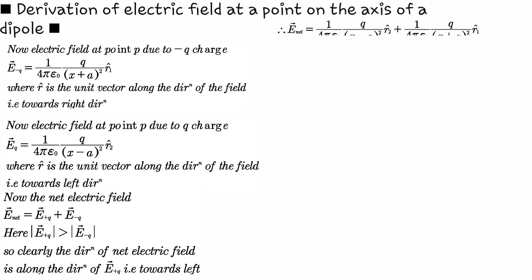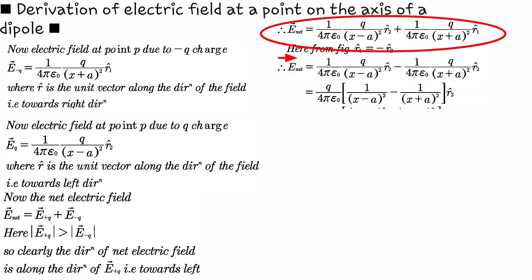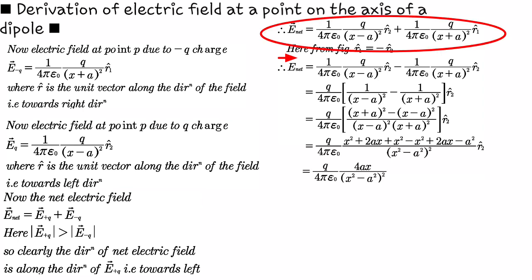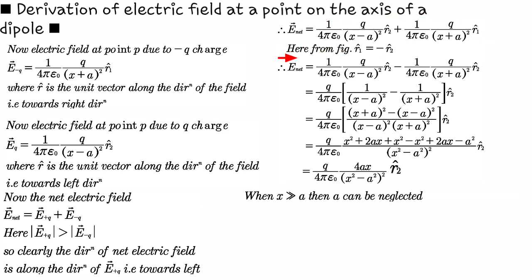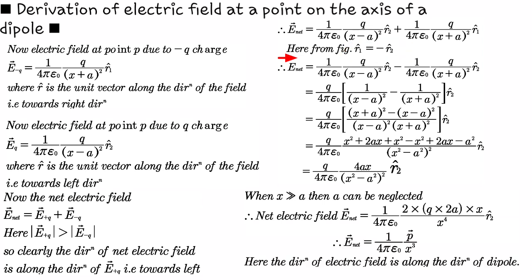When we add E minus q and E plus q, it is equal to 1 by 4 pi epsilon naught q by (x minus a) whole square r2 cap plus 1 by 4 pi epsilon naught q by (x plus a) whole square r1 cap, where r1 cap is equal to minus r2 cap and the resultant direction is along r2 cap. Therefore, in the above equation, we replace r1 cap with minus r2 cap, and after calculation we get E net equal to q by 4 pi epsilon naught, whole into 4ax divided by (x square minus a square) whole square into r2 cap.